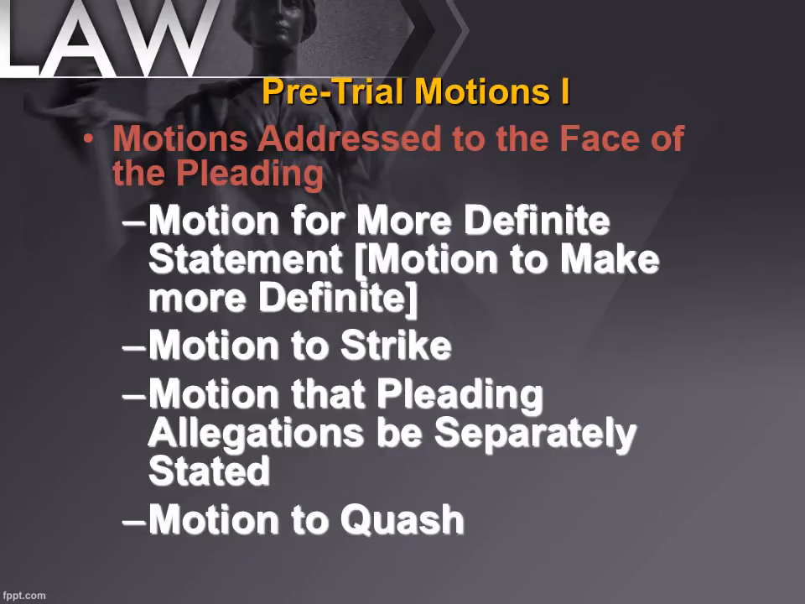The final motion addressed to the face of the pleading I want to consider is a motion to quash. This is when one of the parties has not followed proper procedure, civil procedure in this case, and has not given the other party adequate time to respond, or has mailed or left the papers at the wrong address, or the gotcha type of procedure. Obviously, this has to be ruled on by the judge as well.